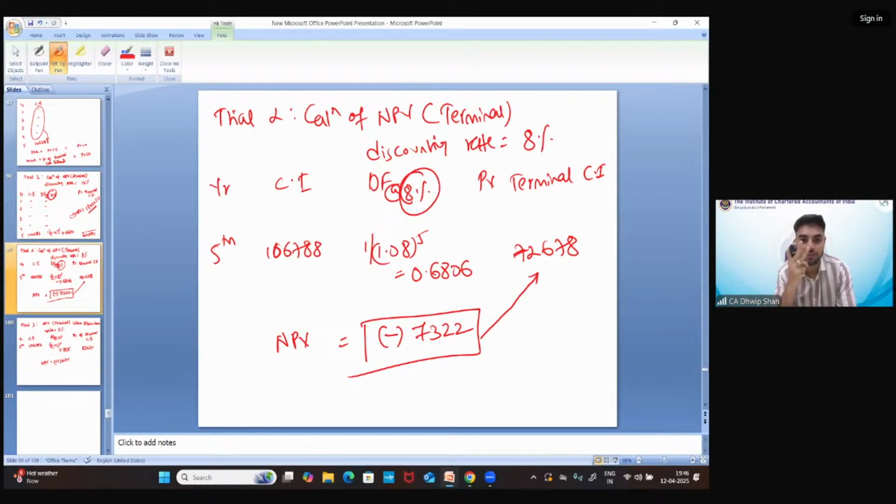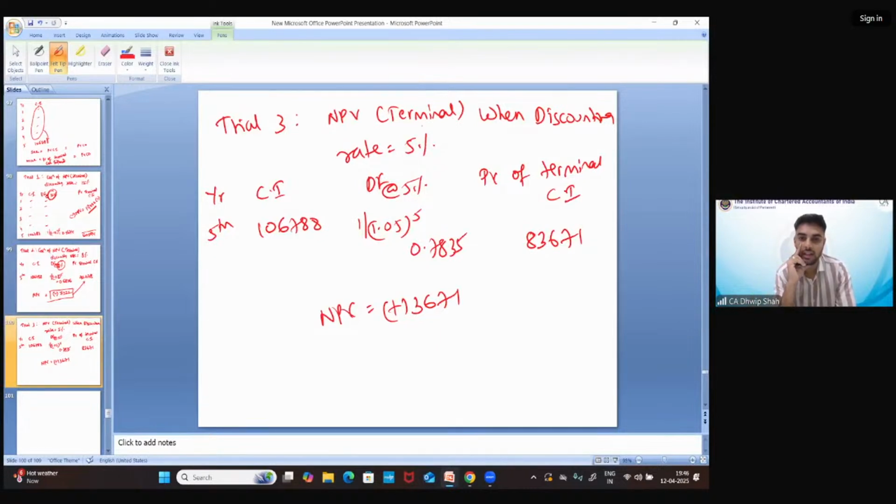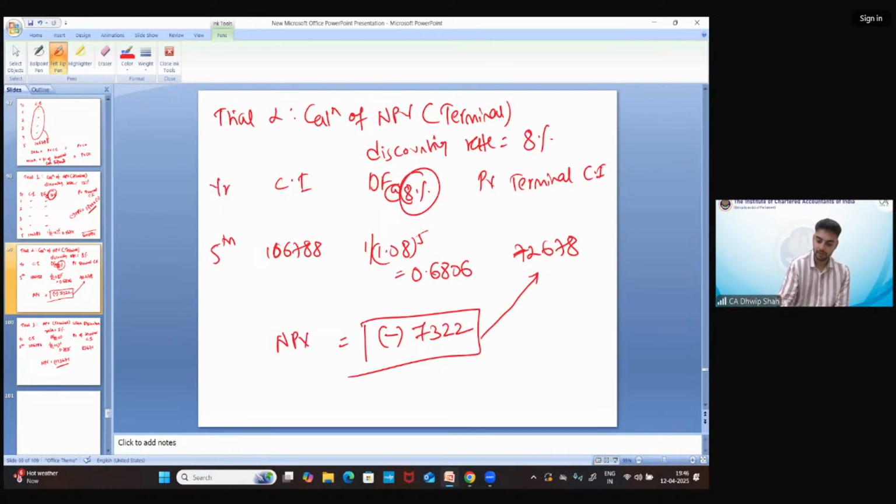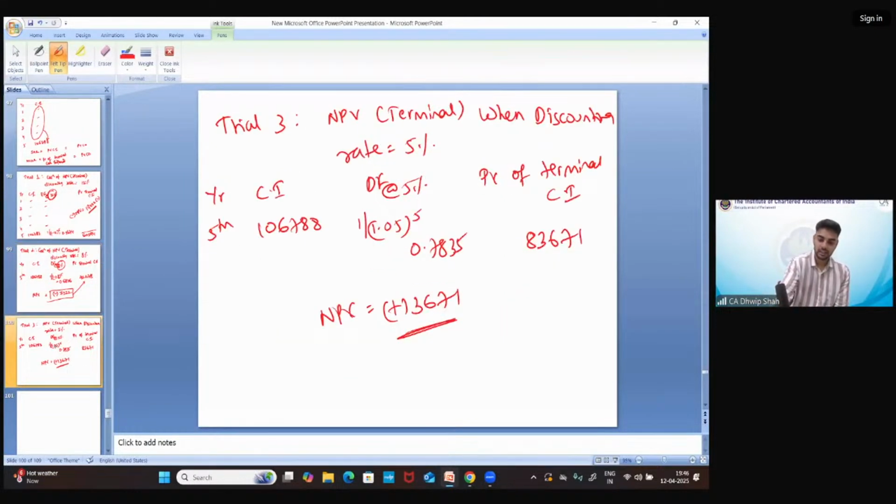So now I took a gap of 3 percentage points. So in trial 3, I calculated NPV when the discounting rate is 5%. At a 5% discounting rate, I am getting a positive NPV. Are you following? So now I can do interpolation, because zero would lie somewhere between negative 7322 and positive 3671. Is it clear now? Simply, we are just calculating NPV at different discounting rates.